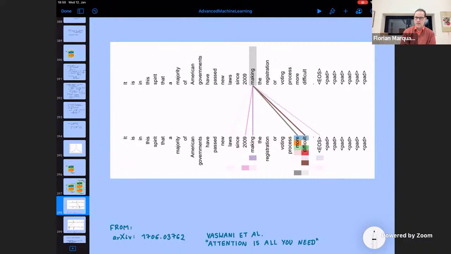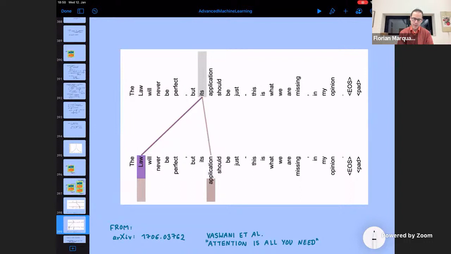Here's another example. So here's a sentence about the law, blah, blah, blah. And then there's the word its. And now, again, the question is, which other words does this particular word pay attention to? So its would provide a query, and it seems that its turns its attention to two words, namely the law and the application. And that makes a lot of sense because it's the application of the law. So the its connects the application to the law.